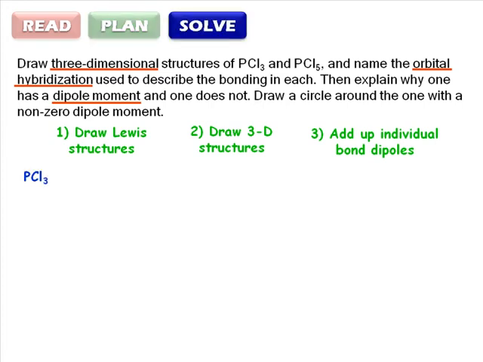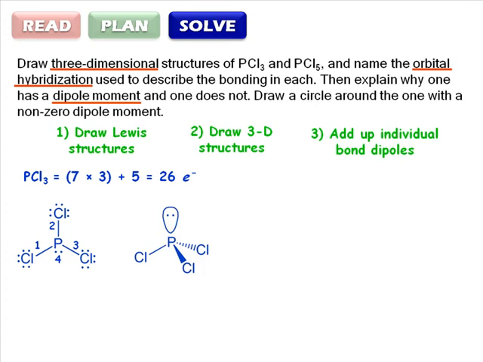PCl3 has 3 chlorine atoms, each with 7 electrons, and 1 phosphorus atom with 5 electrons, for a total of 26 valence electrons. From the periodic table, we know that the phosphorus atom is least electronegative, so it will be the central atom. And 26 valence electrons allows us to give each atom an octet. This structure has 3 bonding electron domains and 1 non-bonding electron domain, for a total of 4. 4 electron domains means a tetrahedral electron domain geometry, and sp3 hybridization around the central atom.